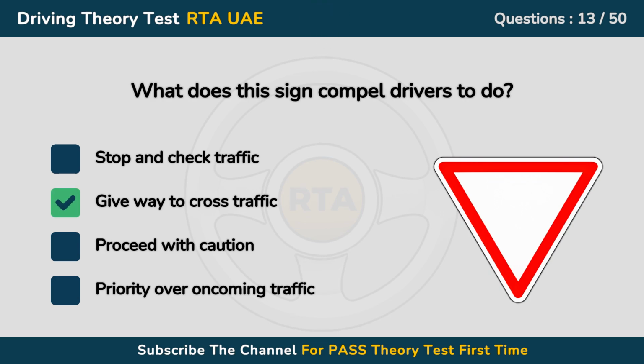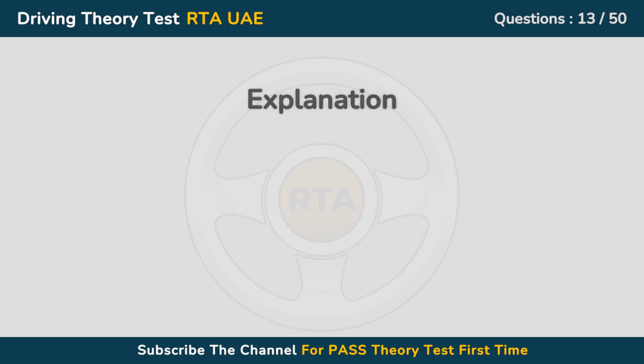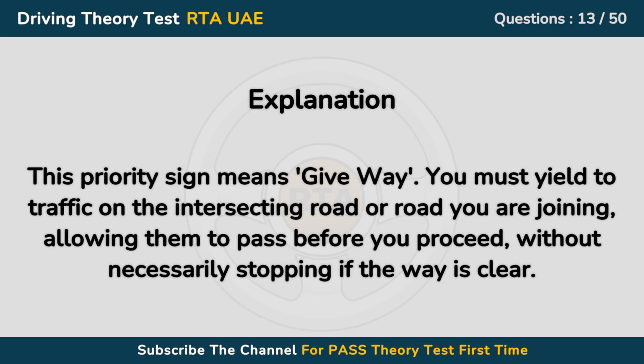Answer is B, give way to cross traffic. This priority sign means give way. You must yield to traffic on the intersecting road or road you are joining, allowing them to pass before you proceed, without necessarily stopping if the way is clear.